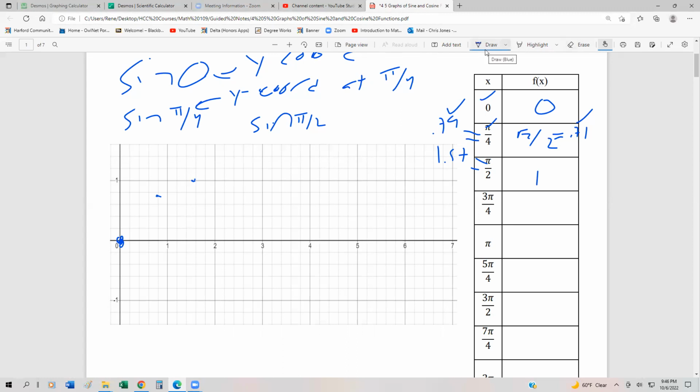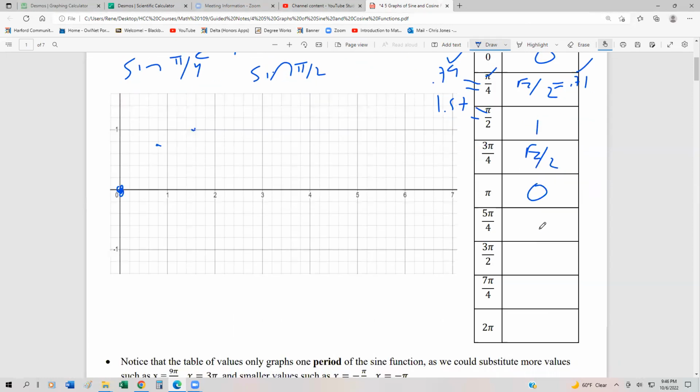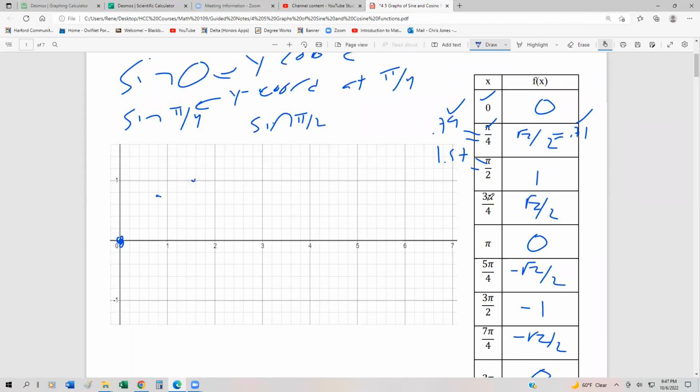At 3 pi over 4, we're going to get root 2 over 2. At pi, we get 0. Again, I'm just going through the unit circle and looking at these. This is going to be negative root 2 over 2. This is going to be -1. And we have negative root 2 over 2 and then 0. Now I'm going to go into the calculator.